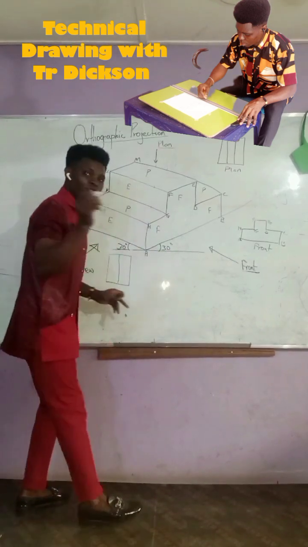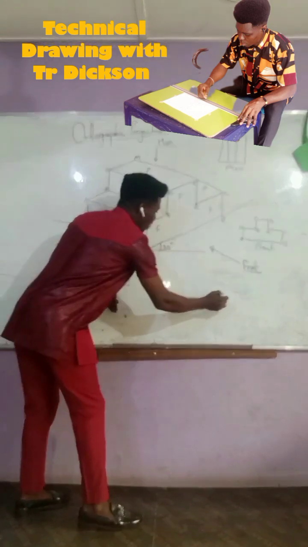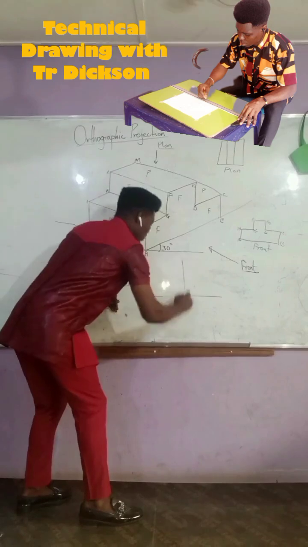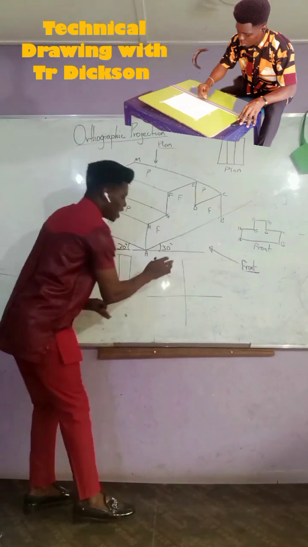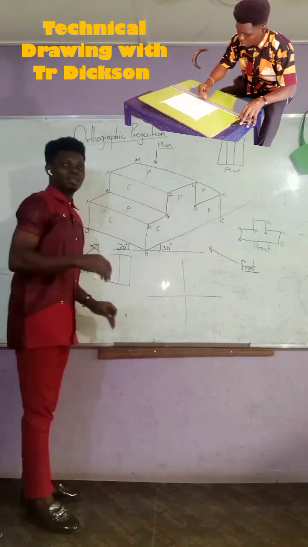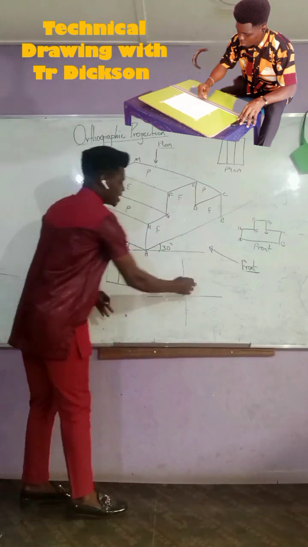Now, take note of what I'm going to say. When you are doing third angle projection, this is what you have. We divide the planes into four. We have 1, 2, 3, 4, giving us 360 degrees. So each of these is 90 degrees.